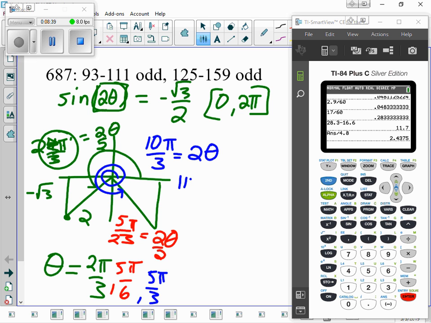So 11 pi over 3 is equal to 2 theta. Now I divide by 2. How do I cut a fraction in half? Times the bottom by 2. So I get 11 pi over 6. Is that inside one rotation? Yes. Now I need to keep doing this until I find one that doesn't work.